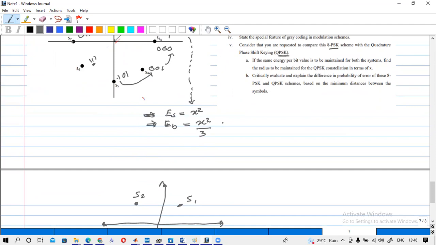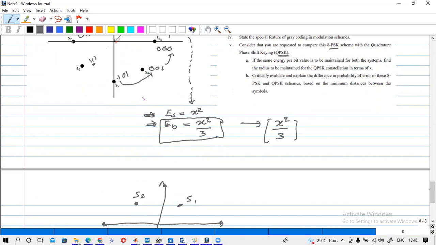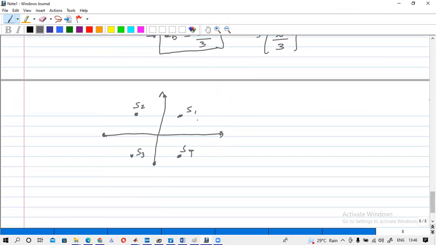So we have calculated the energy per bit, that is x square by 3. So this is our bit energy. If I am doing any mistake, you can ask me. So this should be our bit energy, x square by 3, and we have to have the same energy in these bits also.